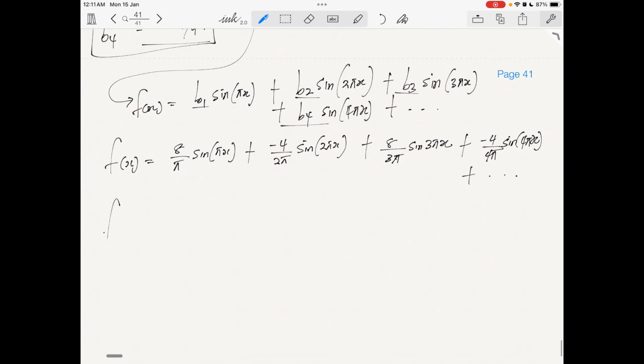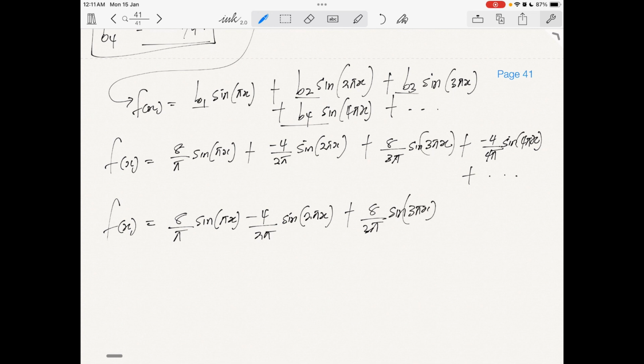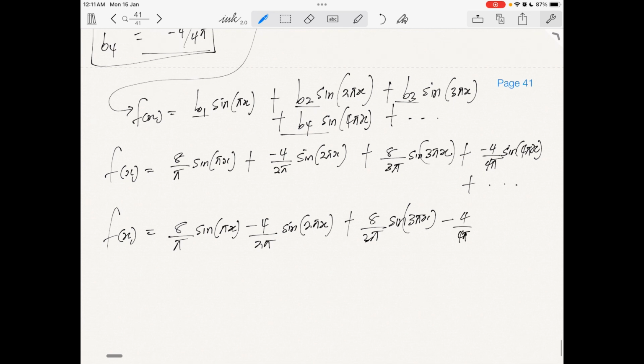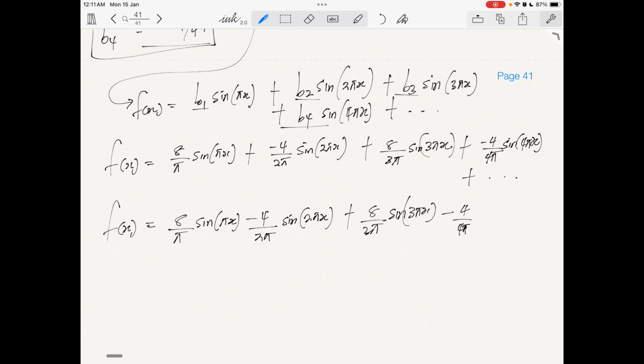With this done, we can evaluate our f of x to be equal to 8 over pi sine pi x minus 4 over 2 pi sine 2 pi x plus 8 over 3 pi sine 3 pi x and minus 4 over 4 pi sine 4 pi x. And this will give us the final answer to the question.